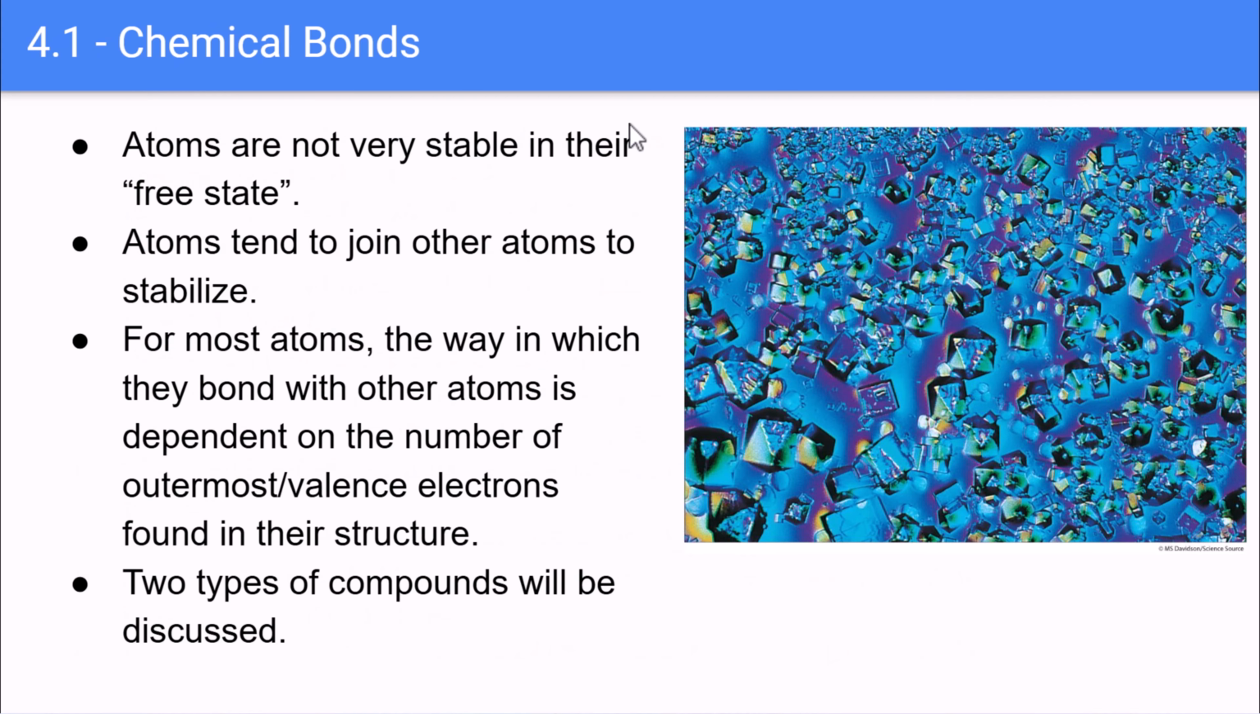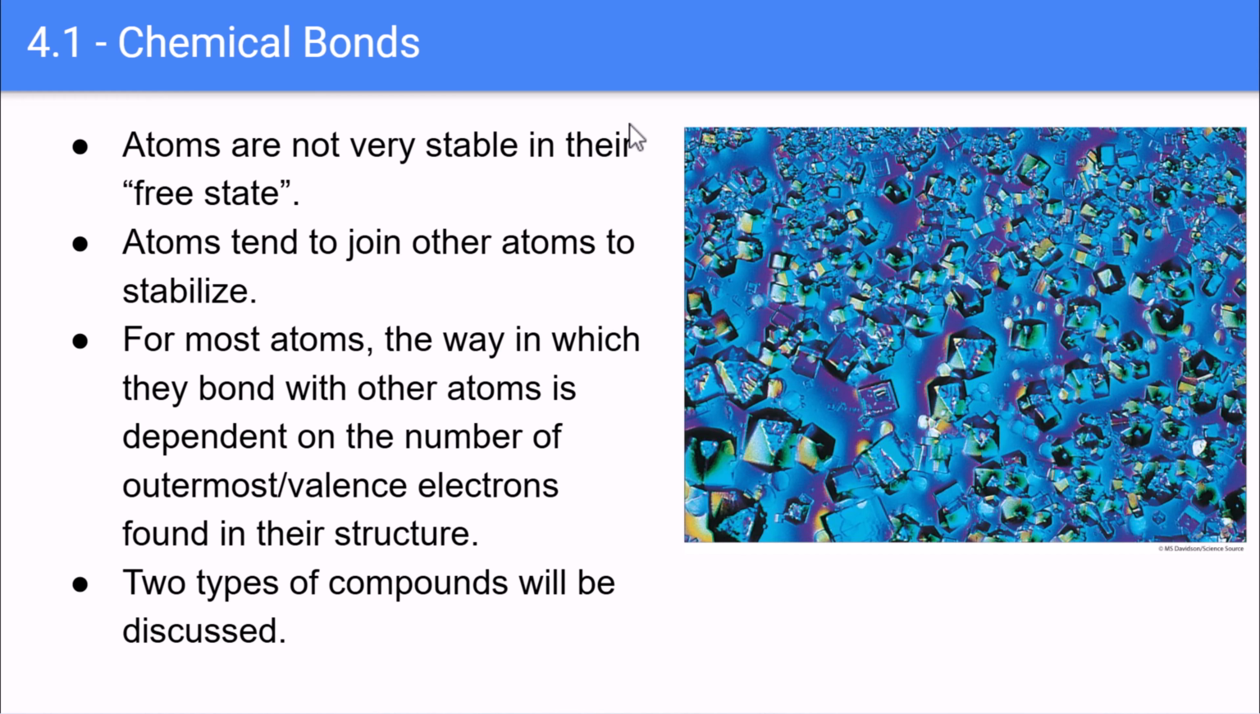So atoms in and of themselves are not very stable in their free state. It's very difficult to just find a chunk of magnesium or a chunk of lithium or a chunk of gold or iron or whatever just hanging out in the ground. And so what ends up happening is that atoms tend to join or bond to other atoms in order to stabilize.